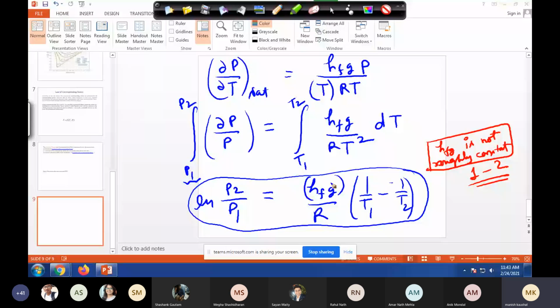What we related, if you are confused, remember this is all talking about saturation. So you can simply say ln P2 sat by P1 sat. So P2 sat is saturation pressure at temperature T2, and P1 sat is saturation pressure at T1. So if you know one of them, you can calculate the other. Means if you know P1 sat at T1, and if you want to know P2 sat at T2, you can calculate it. You have to take some average value of HFG. Okay, great.